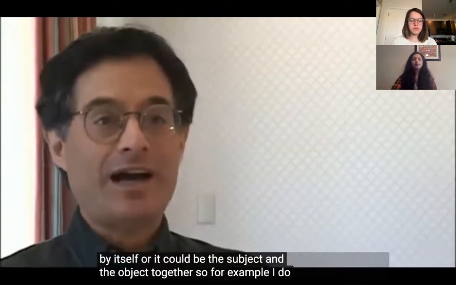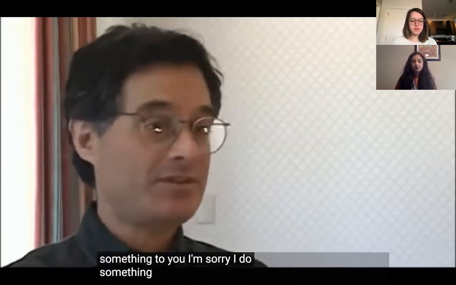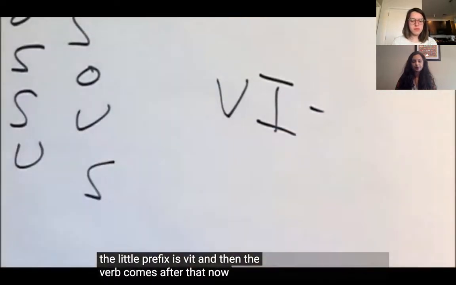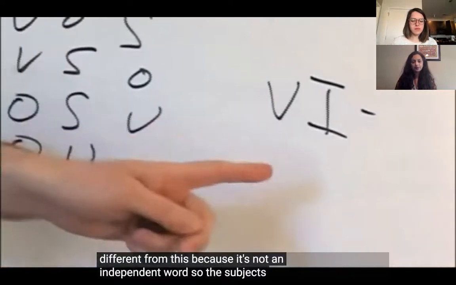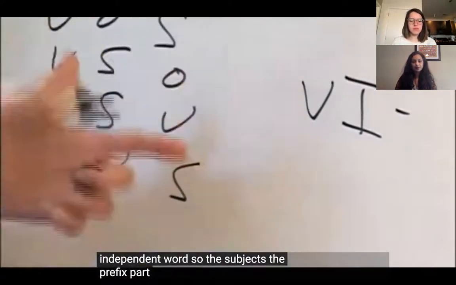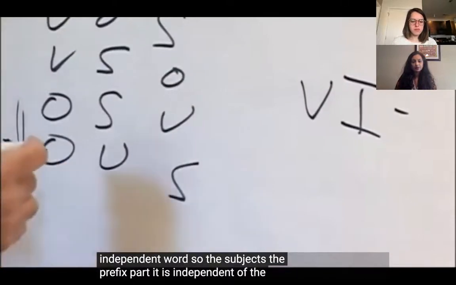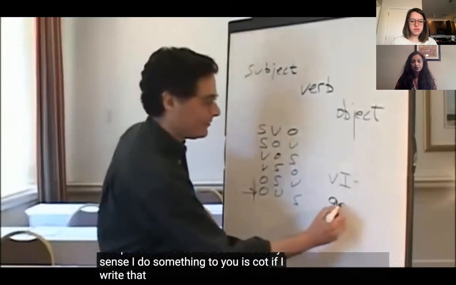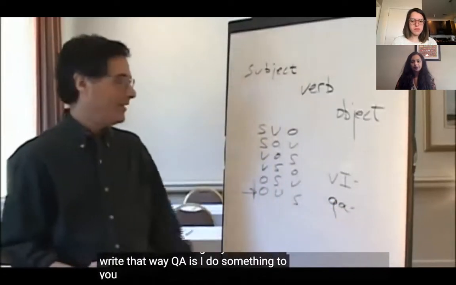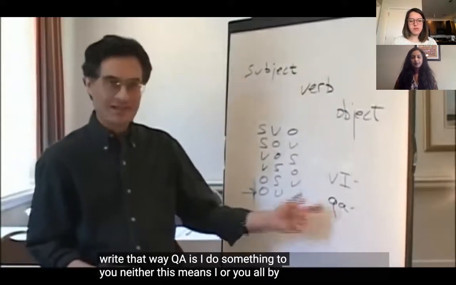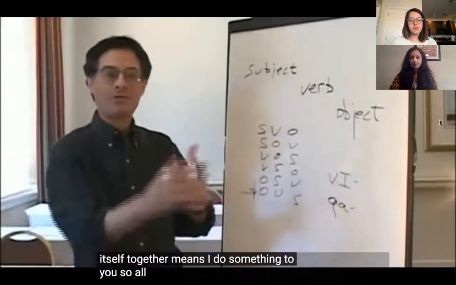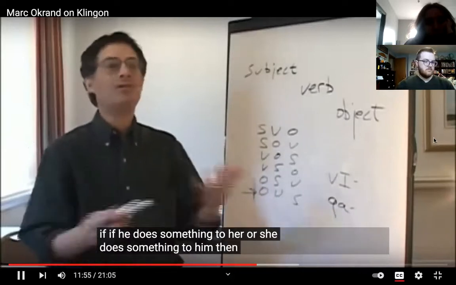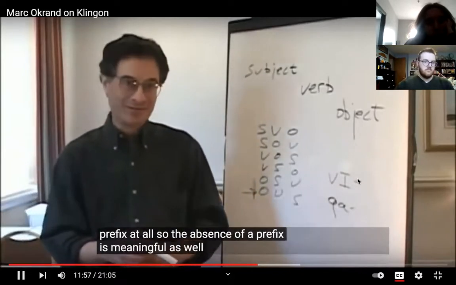So, for example, I do something to him, I do something to her. The little prefix is vit, and then the verb comes after that. Now that's different from this because it's not an independent word. So the prefix part is independent of the independent words, if that makes any sense. I do something to you is qa. If I write that like QA, because I do something to you. Neither of these means I or you all by itself. Together it means I do something to you. So all the prefixes work like that. If he does something to her or she does something to him, then there's no prefix at all. So the absence of a prefix is meaningful as well.